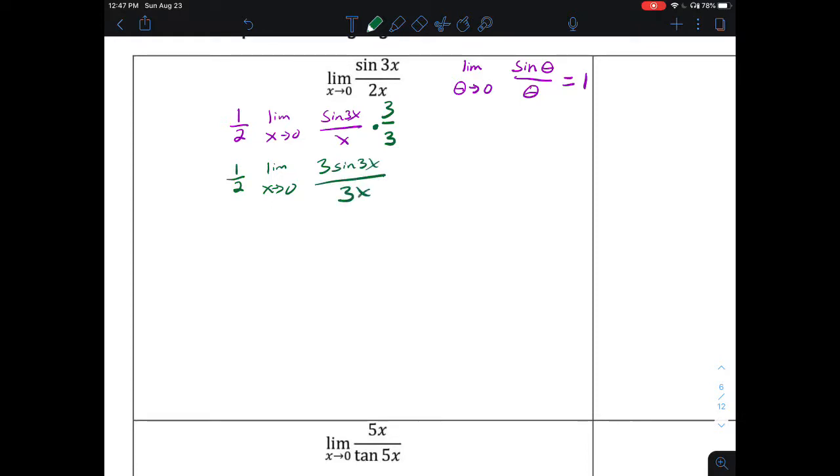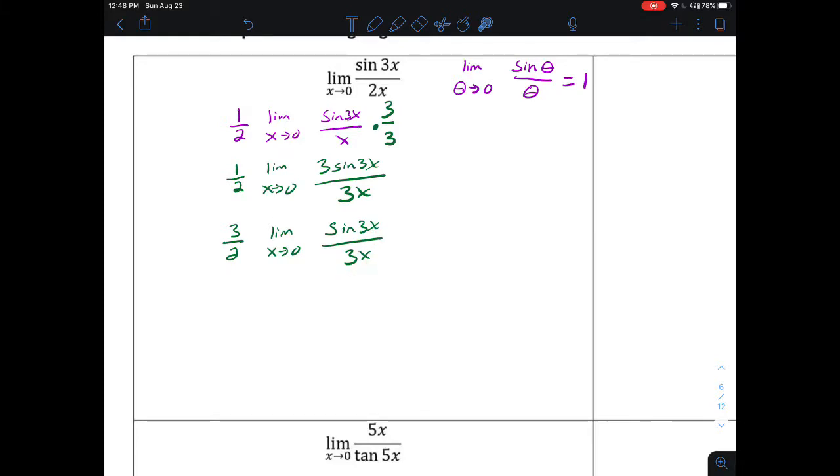And now what we're going to do is we're going to take this 3 and we're going to put it outside of the limit. And so we'd have 3/2 times the limit as x approaches 0 of sine of 3x divided by 3x. Now we are very close to being able to apply the limit because what is inside of sine is in the denominator. So I have 3x inside of sine. I am dividing by 3x.